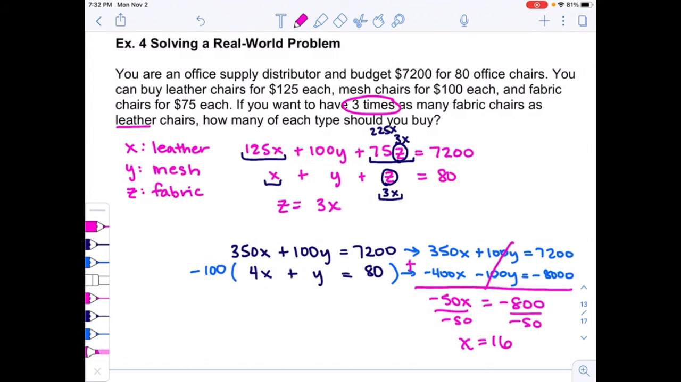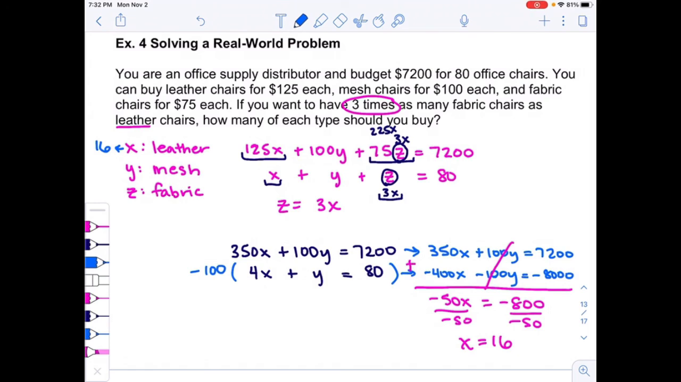Hey, it's a whole number. That's kind of important because we're talking about number of chairs. If I got a decimal, that means I did something wrong because I can't buy part of a chair. Not at this manufacturing or distribution center, right? X equals 16. I have one answer. I'm going to go back up here, and that means we have 16 leather chairs.